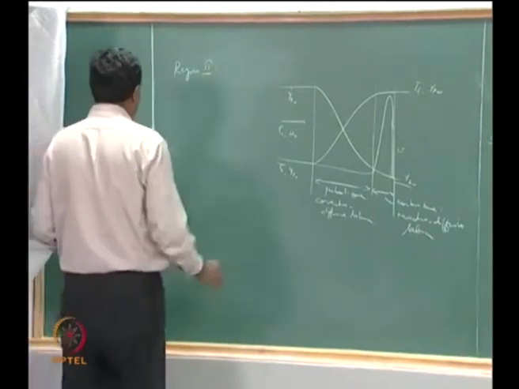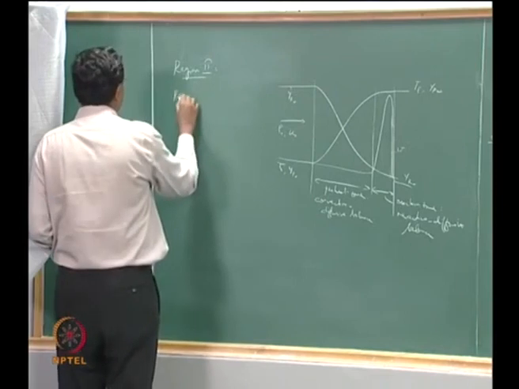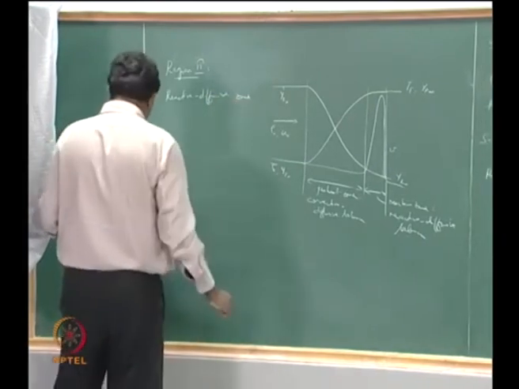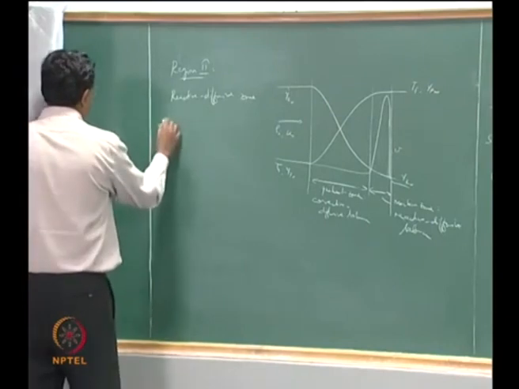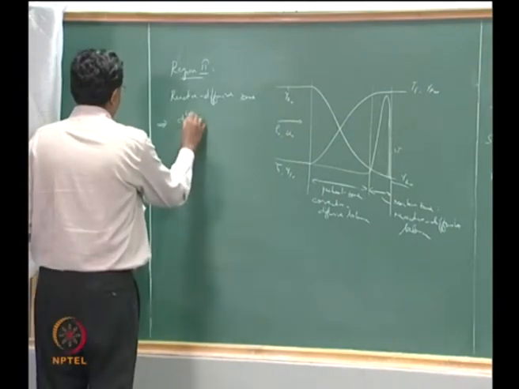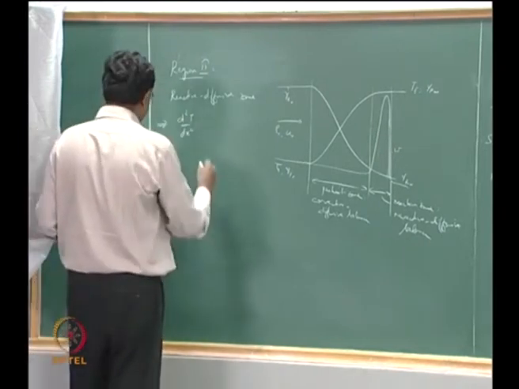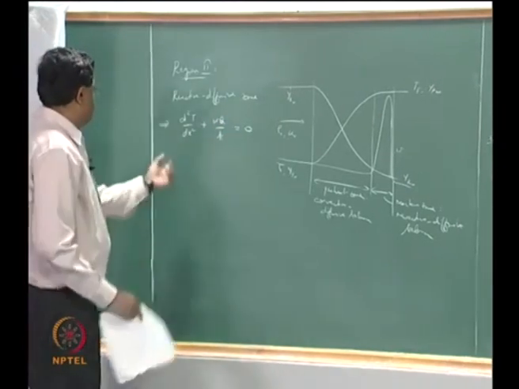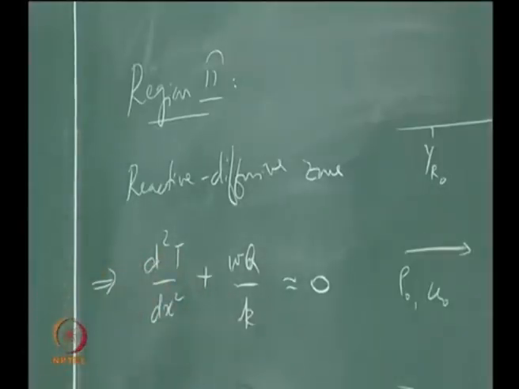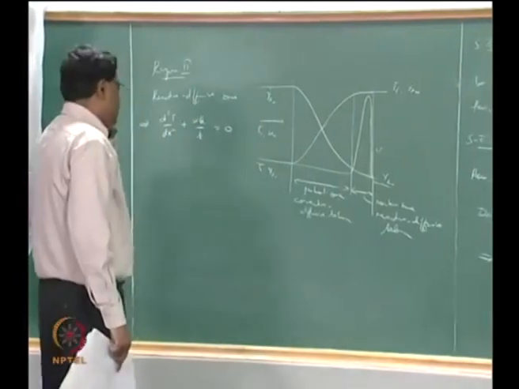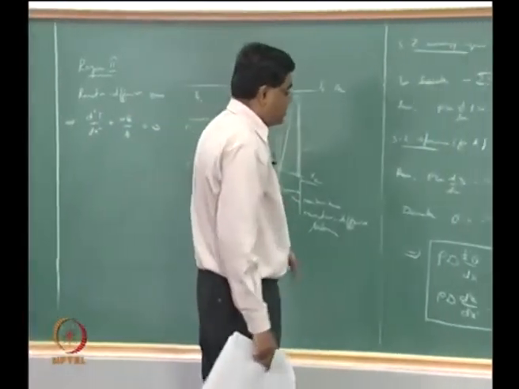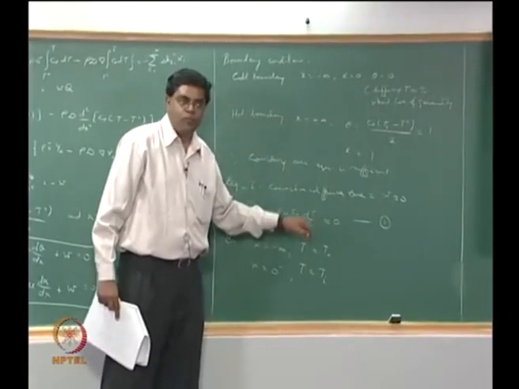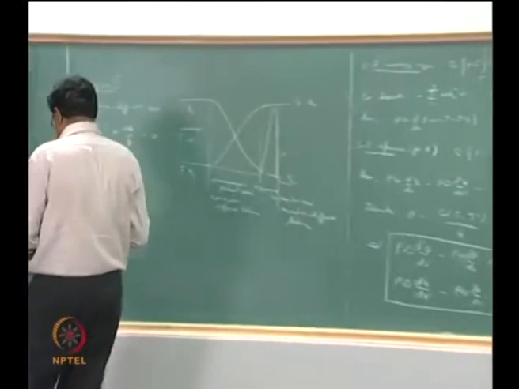Region 2 is the reactive diffusive zone. Here, for the zeroth order reaction, we say d squared T over dx squared plus wQ over k is approximately equal to 0. This is the diffusive part, this is the reactive part. The balance is essentially that you hardly have any convective flux that is changing, so you do not have a dT by dx significantly, that is a very small quantity.